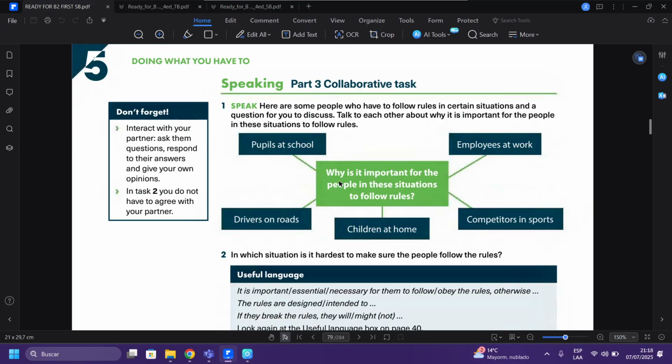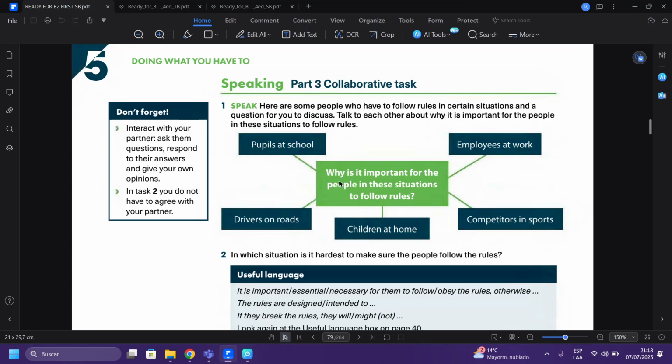And finally, drivers on roads. I think this is the most careful situation because it is kind of dangerous. Yes. If we don't respect all the traffic rules, you could be dead in a car accident. As well, you have to prevent yourself from drinking alcohol while driving. Yes. Thank you so much, Daniel.